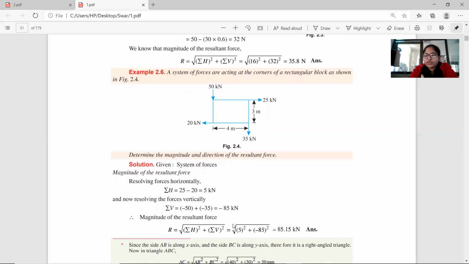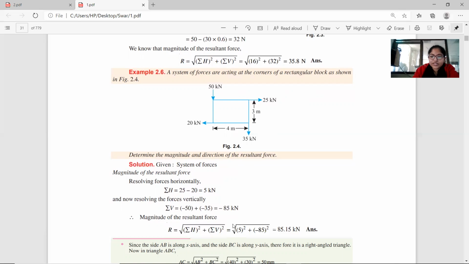Now, for determining the magnitude of the resultant force, we square my horizontal and vertical forces and take the under root of that sum. So what is my formula for this? R equals under root of sigma h square plus sigma v square. What is my sigma h here? Sigma h is 5 kilonewton. What is my sigma v here? Sigma v is minus 85 kilonewton.